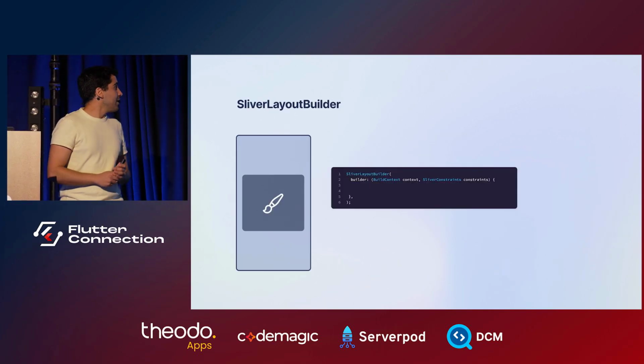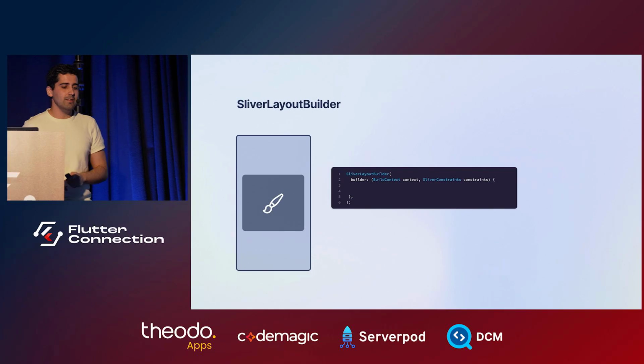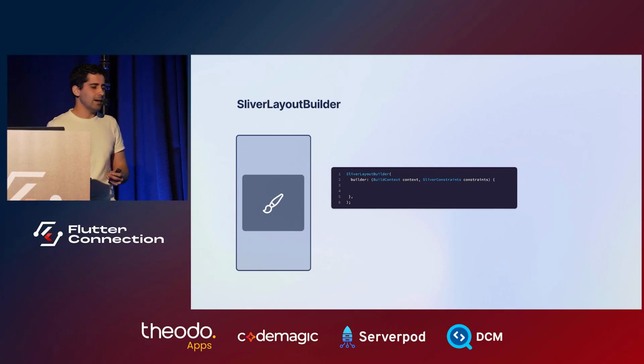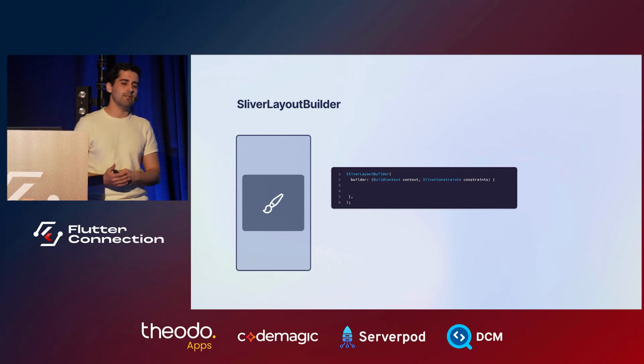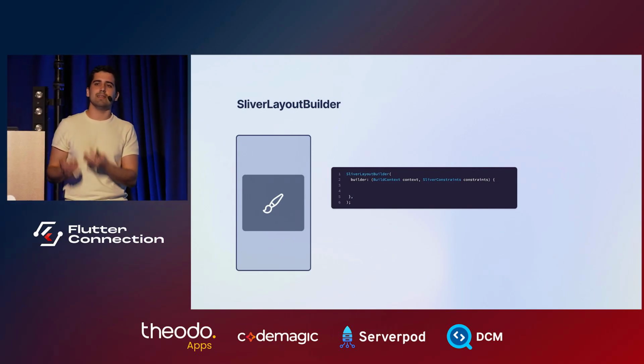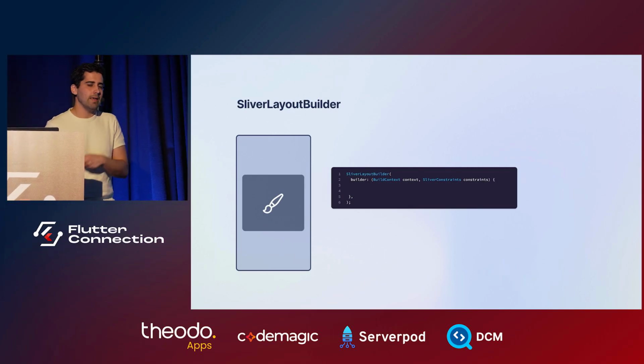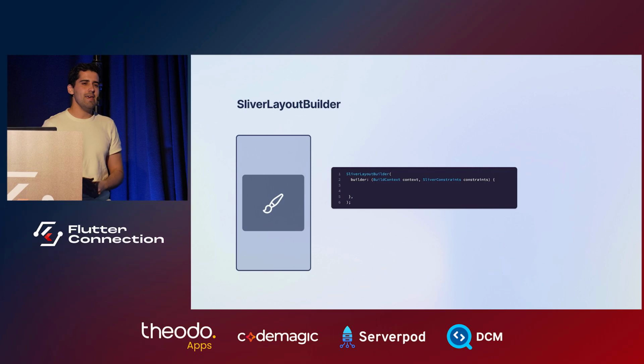And the last one I want to mention here is the layout builder. The layout builder is very similar to the layout builder for a normal widget, but in this case it is SliverLayoutBuilder. What it does is tell us the constraints that this widget can have. For a normal widget it would be max and min width, but for this specific widget, we have way more properties we can play with.